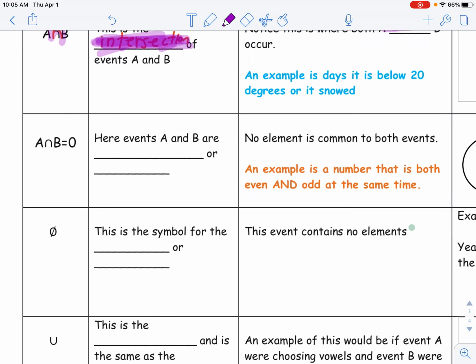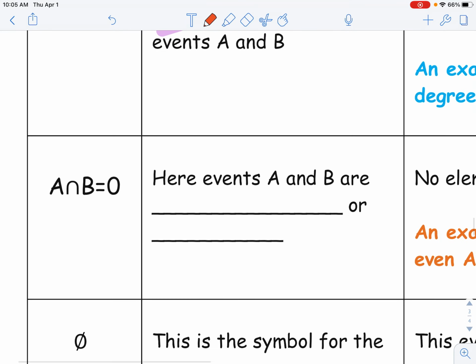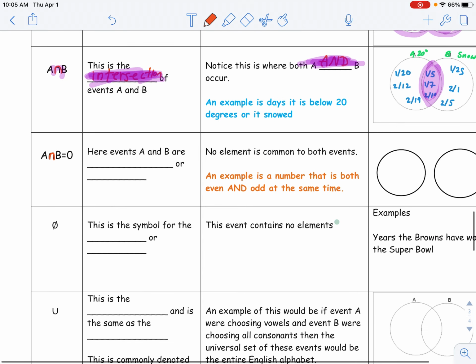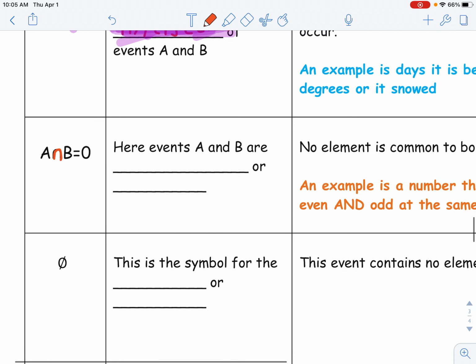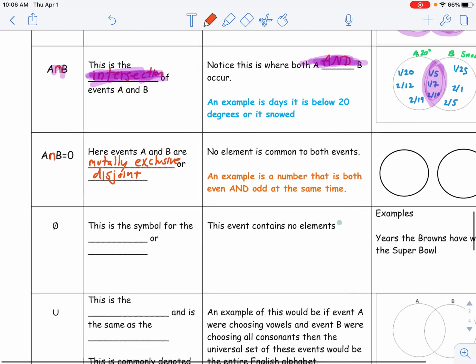Okay, so in this next one, when we have A intersect B equals 0, this means that they are mutually exclusive or disjoint. I'm probably spelling mutually wrong, but just deal with it. All right, there's no common elements.